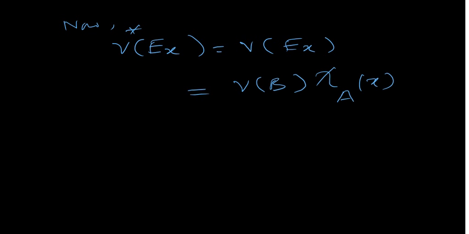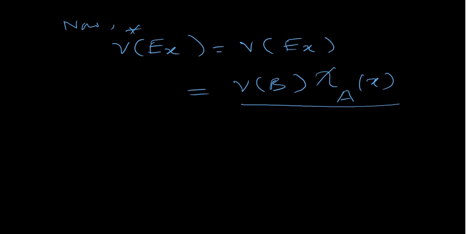So that's again simple. Suppose x is in A, then Ex is equal to B. It has already been verified, therefore this will be nu of B, and if x is in A, chi A of x is equal to 1, so this side is also equal to nu of B. Both are nu of B. So this side is equal to nu of B, and this side is also equal to nu of B, because Ex is equal to B if x is in A.